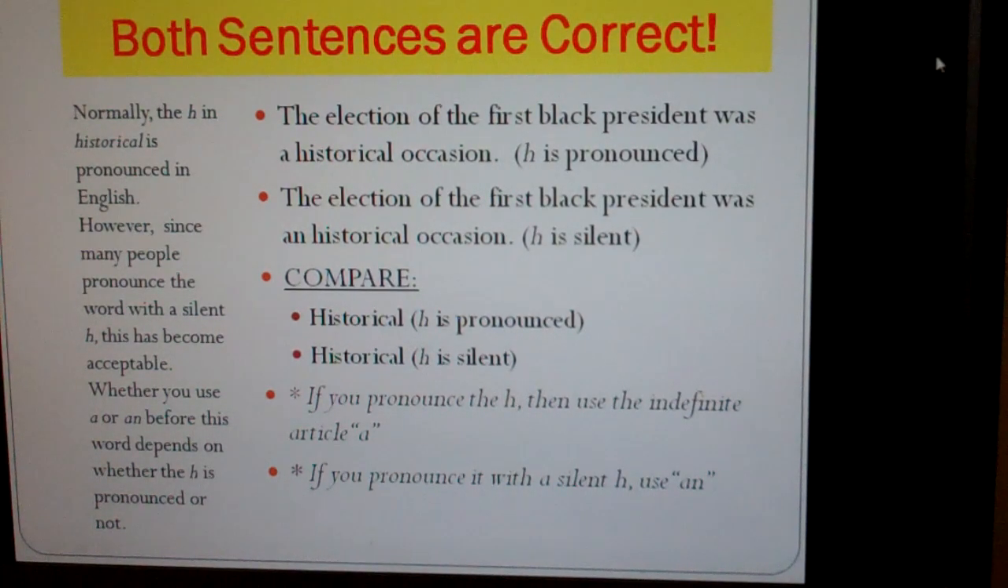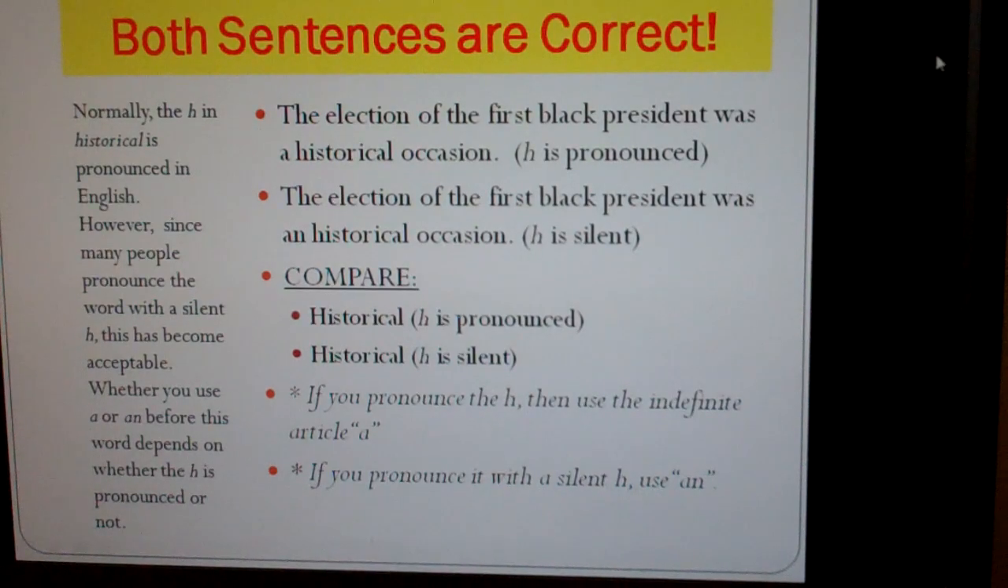Compare the pronunciations. H is pronounced: historical. H is silent: historical. The election of the first black president was a historical occasion. The election of the first black president was an historical occasion. If you pronounce the H, then use the indefinite article a. If you pronounce it with a silent H, use an.